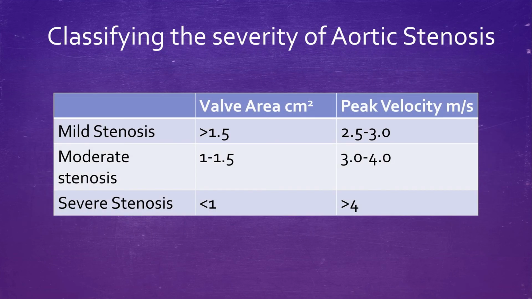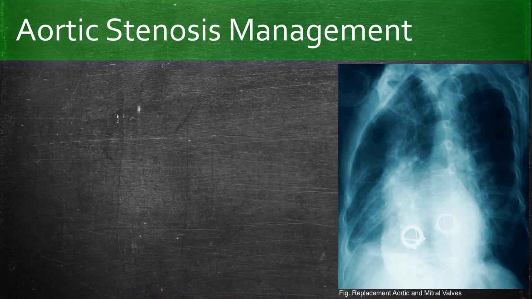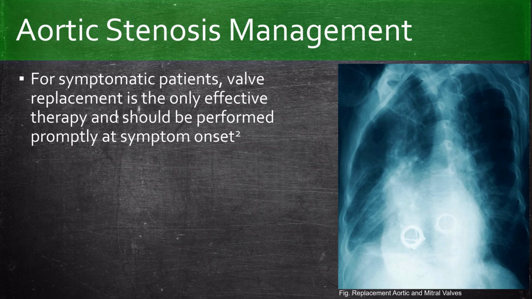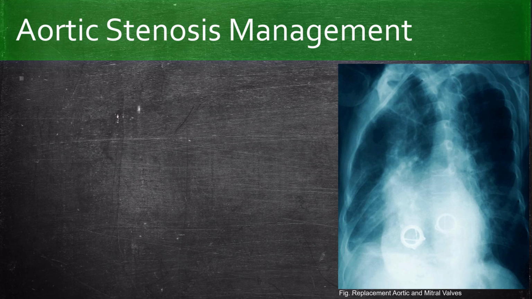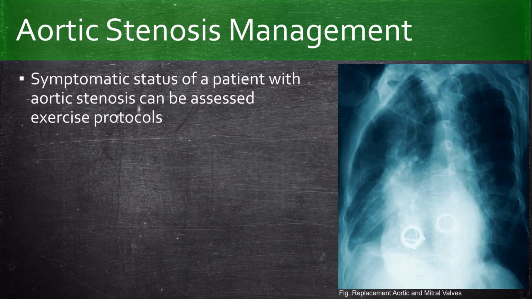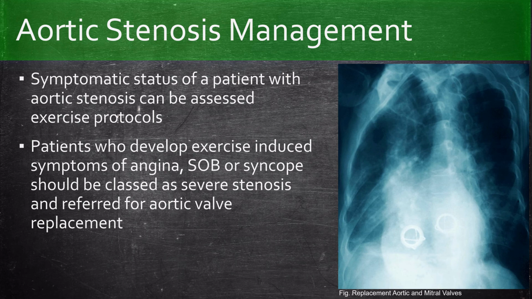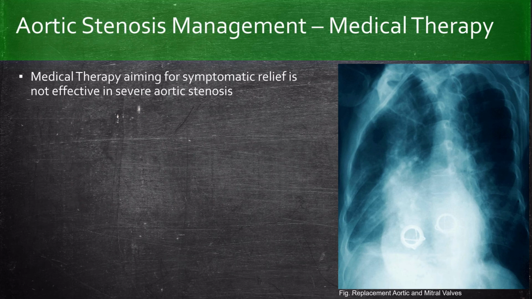This is one method of classifying the severity of aortic stenosis using both valve area and peak velocity. So management. For symptomatic patients, valve replacement is the only effective therapy and should be performed promptly at symptom onset. Symptomatic status of a patient with aortic stenosis can be assessed with exercise protocols. Patients who develop exercise-induced symptoms of angina, shortness of breath, or syncope should be classed as severe stenosis and referred for aortic valve replacement. Medical therapy is not effective to treat aortic stenosis.